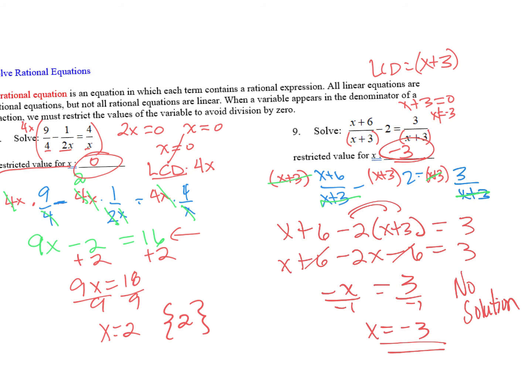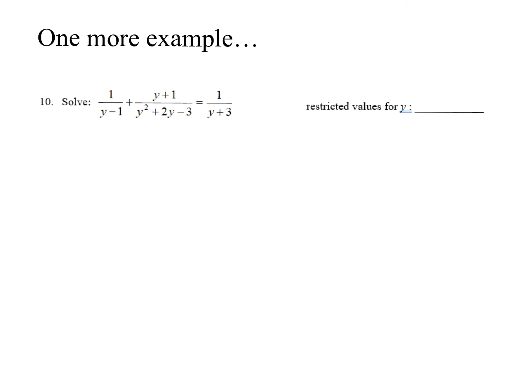We call this extraneous. This x equals negative 3 is extraneous because it is not a solution to the original equation. It does not work. All right, let's do one more of these examples.